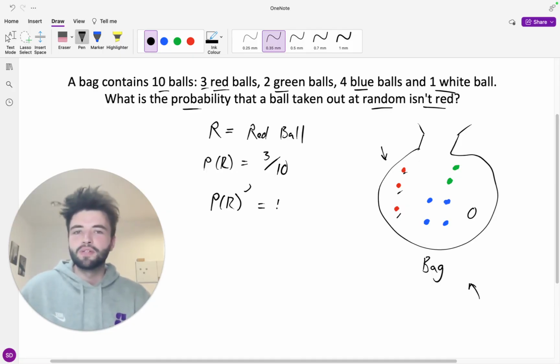So that would mean that we just take 1 and we subtract 3 over 10, because we know 1 is the total probability in every trial, 1 is the maximum probability, and so we take 1, we subtract 3 over 10, and we're left with 7 over 10.